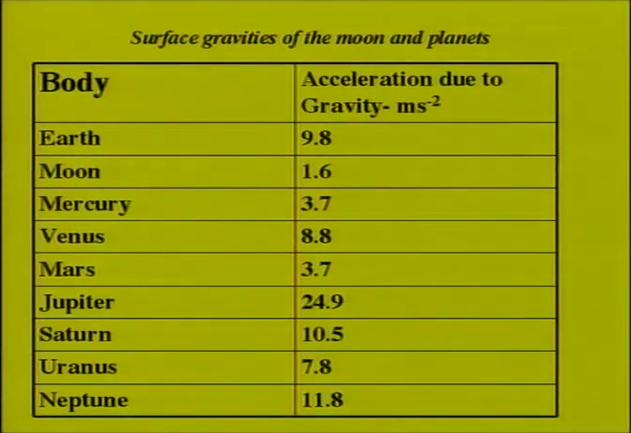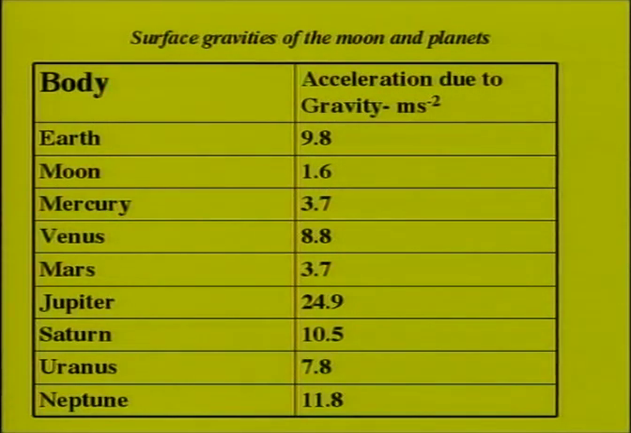And you have Mercury, which is about 3.7 meters per second squared. Venus would be 8.8 meters per second squared. You have Mars, which is 3.7. Jupiter will be 24.9, and you have Saturn, which is 10.5. Uranus has 7.8 meters per second squared, and Neptune is about 11.8 meters per second squared.